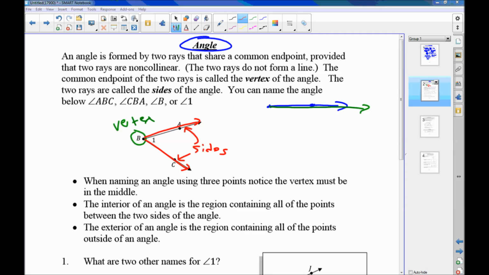So 4 possible names. Notice we pick a point from the side of one of the angles, we go to the vertex in the middle and then the other side, and then this reverses it. But if we use 3 points, the middle point should always be the vertex. If we use only 1 point to name the angle, then it needs to be the vertex point. And we can also name it with the interior number, so in this case a 1. When naming an angle, use 3 points, so the vertex is always in the middle.